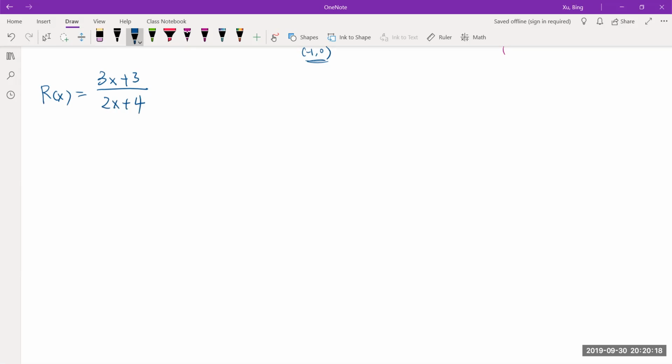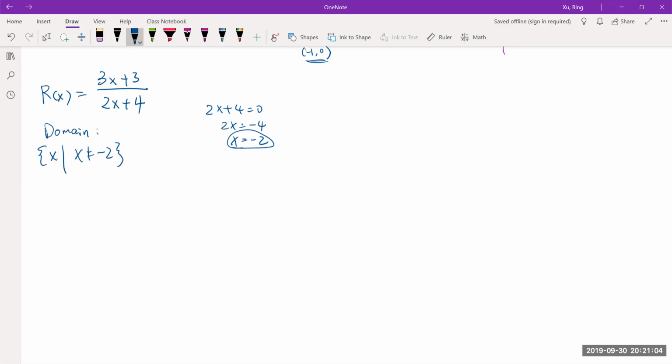This time let's do the domain first. So the domain of a rational function, you only look at the denominator. What is making the denominator 0 is not in the domain. So what's making the denominator equal to 0? 2x plus 4 equal to 0. You get 2x equals negative 4, x equals negative 2. Right, so negative 2 is making the denominator 0. That means your domain is all real numbers but negative 2. Right, so first of all, that's your domain.